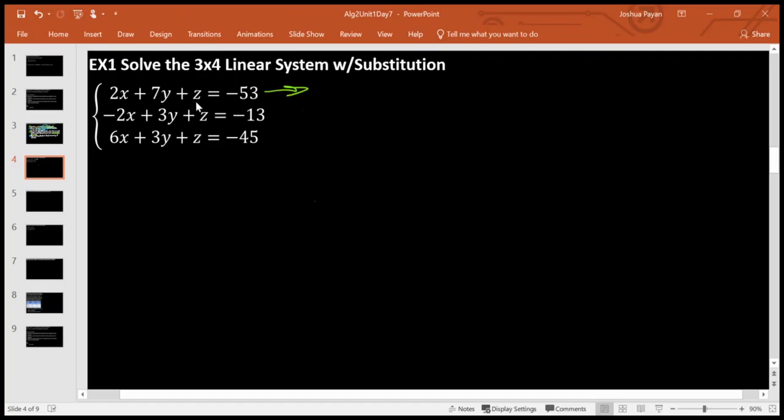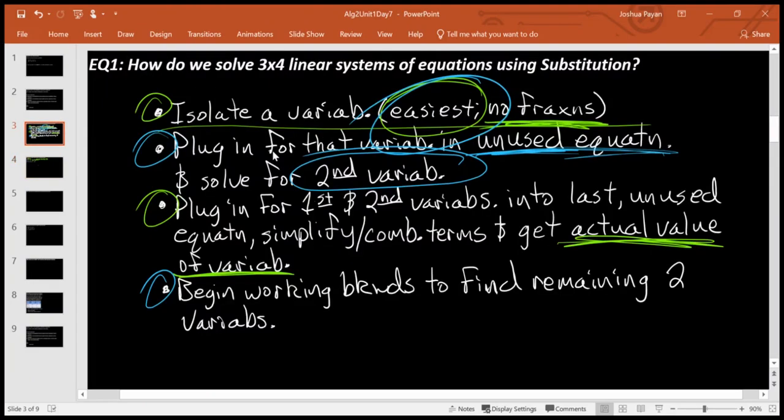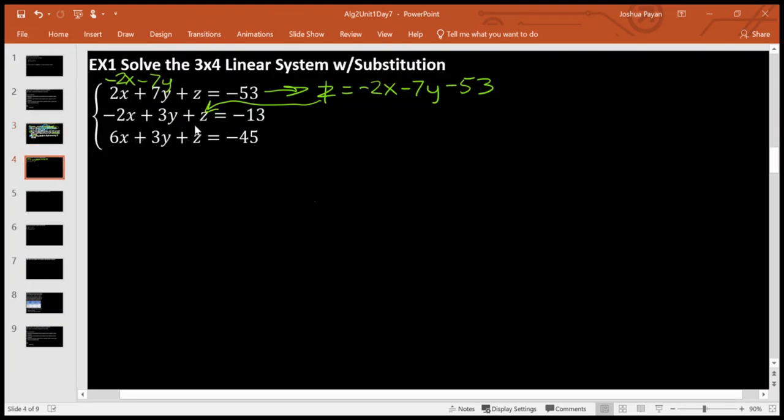So I'm going to rewrite this equation to get this z by itself, which means I'm going to say minus 7y minus 2x. So that's going to give me z by itself is equal to negative 2x minus 7y minus 53. 53 was there already. Okay, so now that I've got that, what I then want to do is plug in for that variable in an unused equation. I haven't used the second one yet, so I'm going to plug in for the z that I just found into this unused equation.